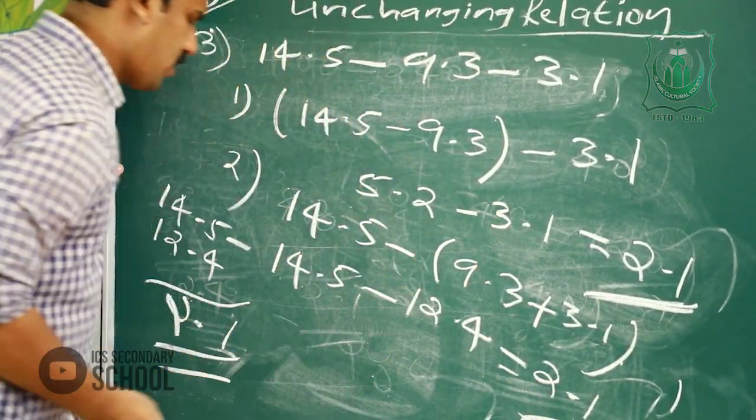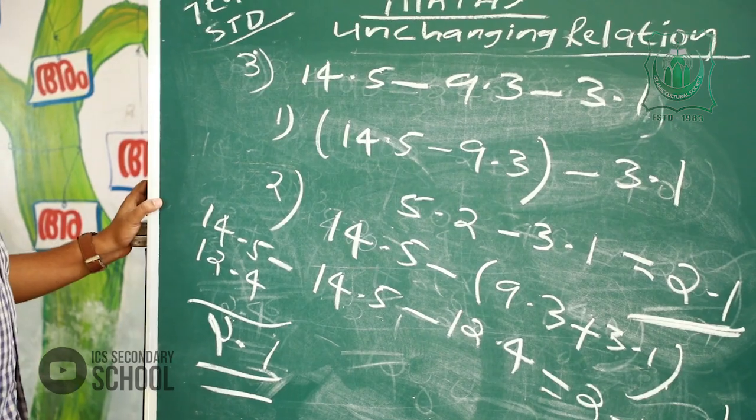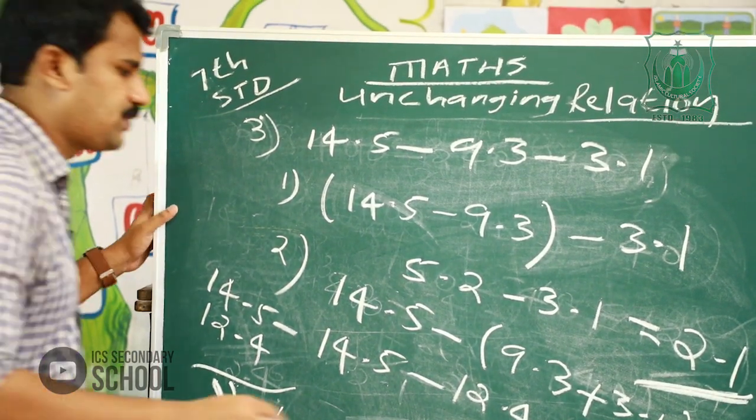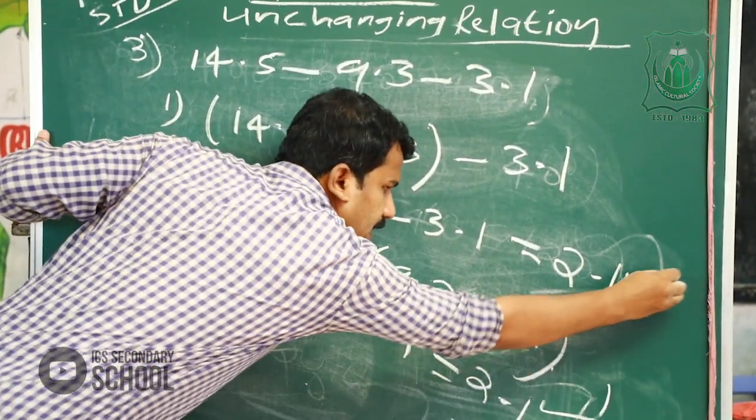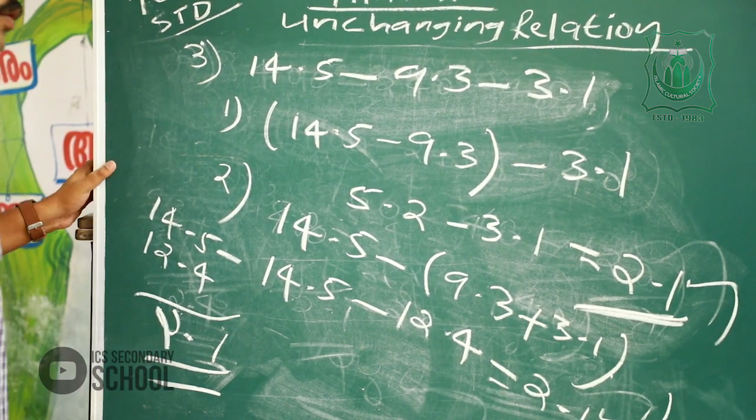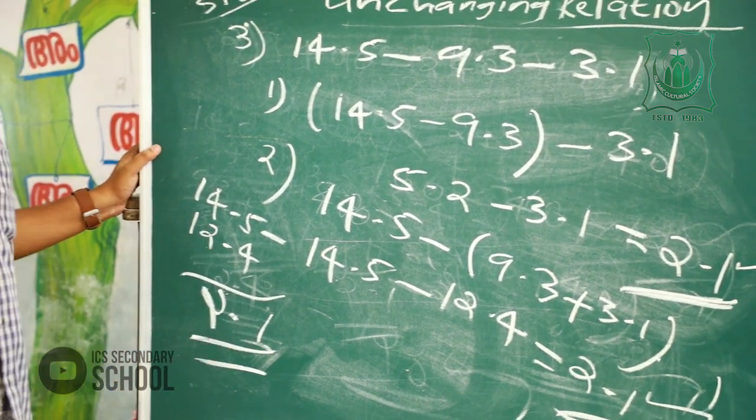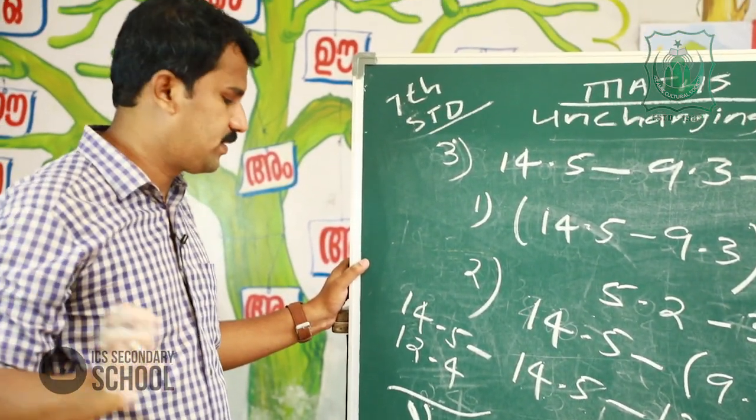That is the answer, 2.1. So in both methods the answer is the same, that is 2.1. You can do any one of these methods for a subtraction problem. Okay? Yes.